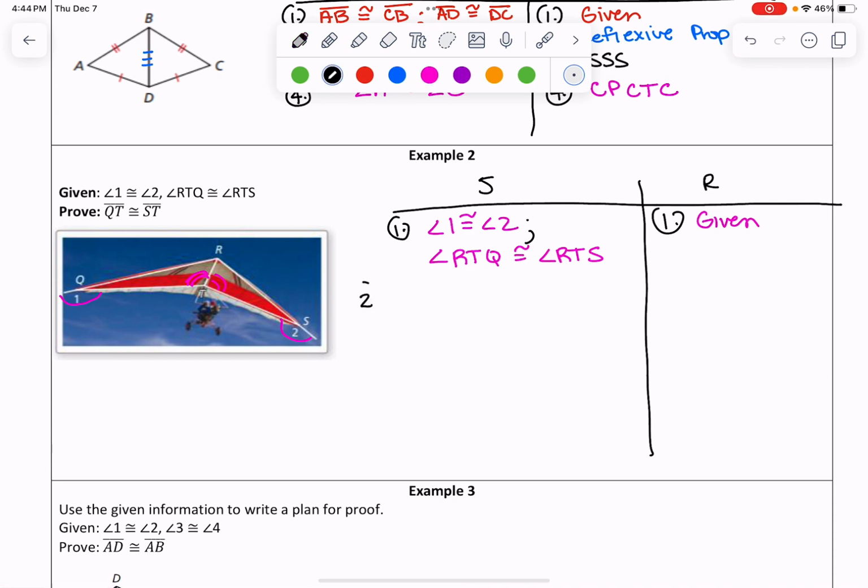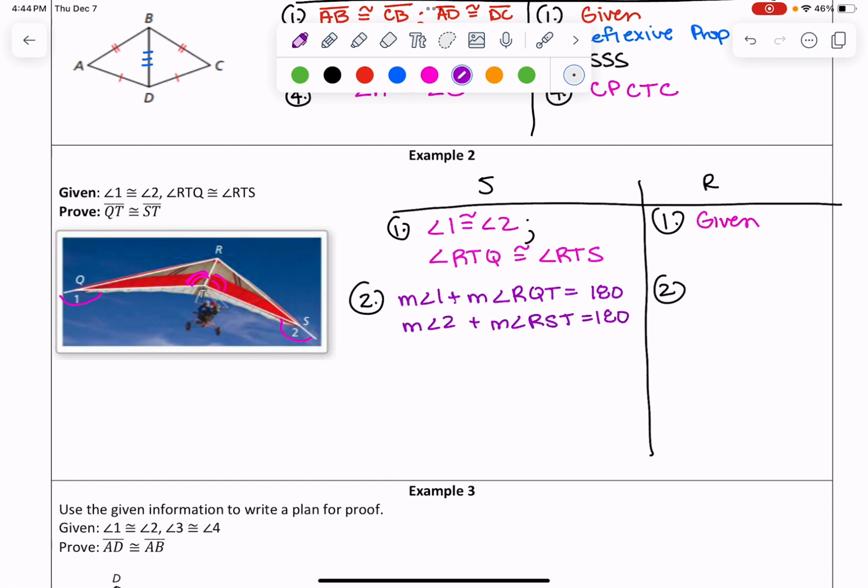So let's go ahead and start with saying that angle 1 plus angle RQT add up to 180. They're a linear pair. And using the same reason, angle 2 plus angle RST add up to 180 because they're also a linear pair. They're supplementary. They add up to 180. So then I can go ahead and set those guys equal to each other.